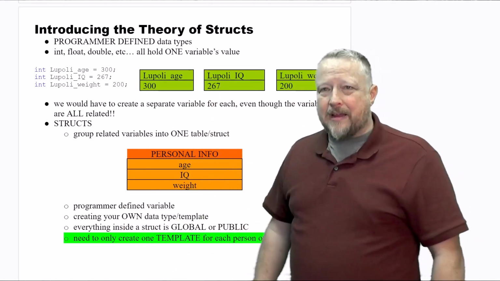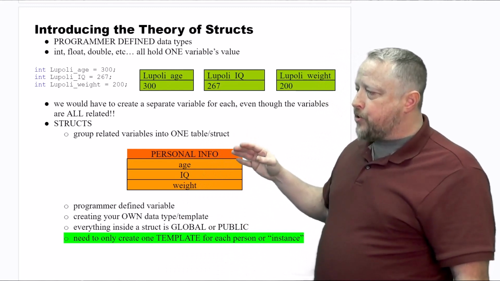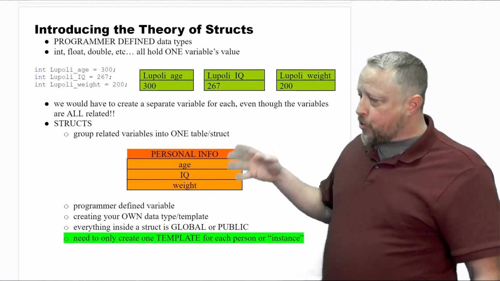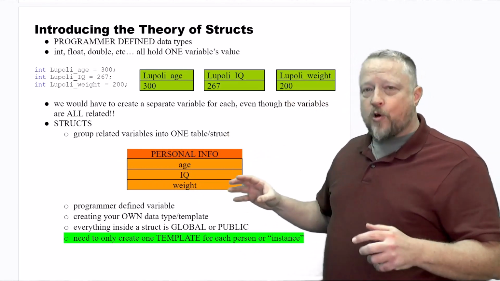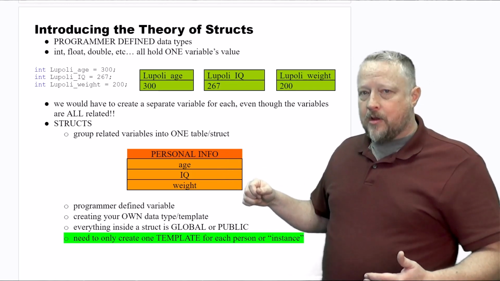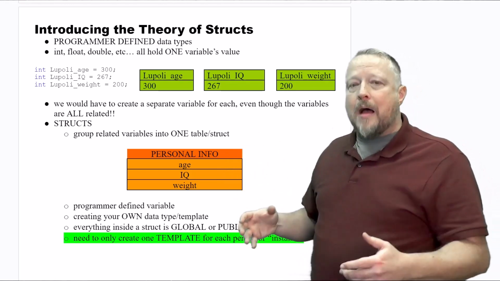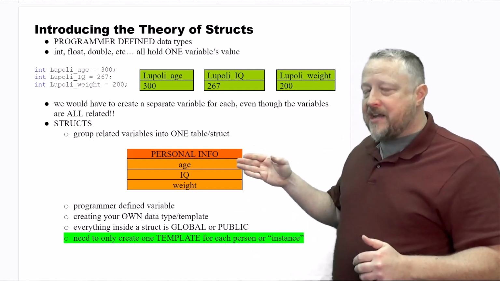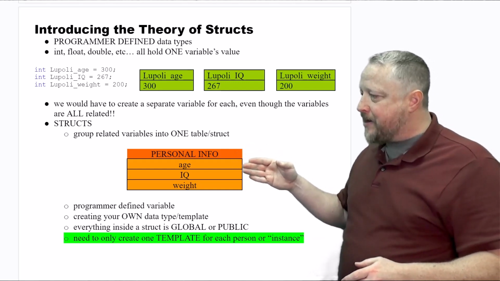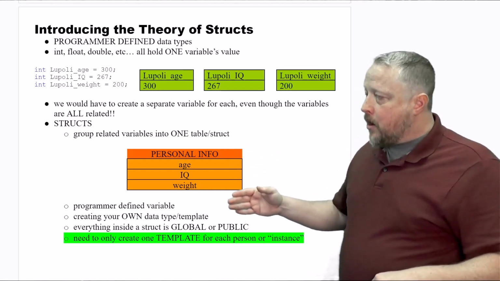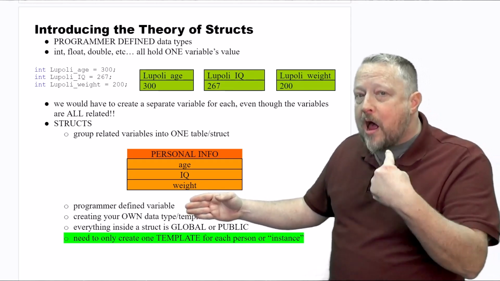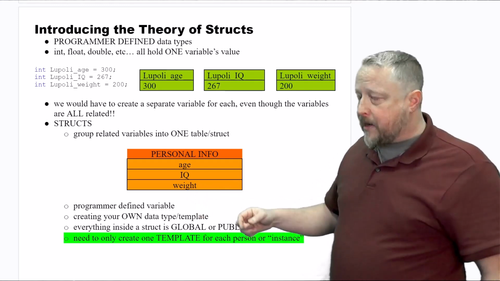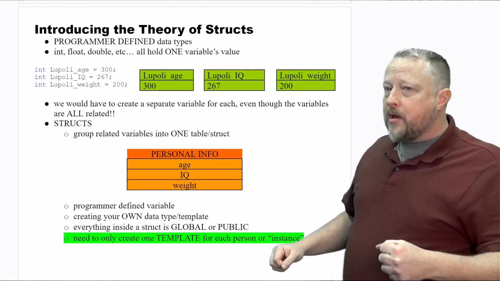But it's a pain. So what structs enable you to do is to group related variables into one table or struct. Now, I say table first because we're designing things out. And it's really important that we design what our objects are going to have in them. So for this particular example, I am designing a table called personal info where it's going to have age, IQ, and weight. Nothing crazy. But it's going to be programmer defined. Whoever's creating this, they're the ones setting it up, and then C++ will recognize it. But you're creating your own data type.